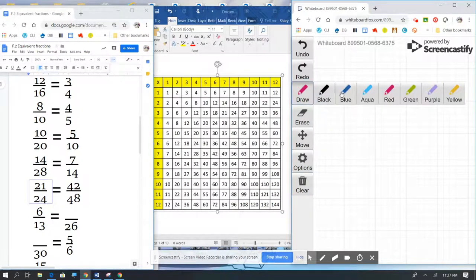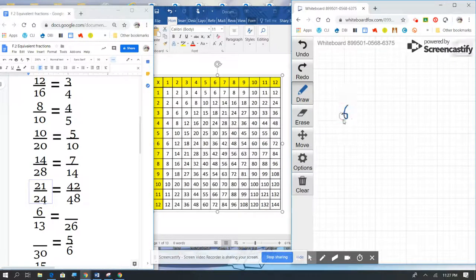6 over 13. So think about 13 is what number? 13 times 2 is 26. So 6 times 2 is, if you don't remember, you can do it here. 2 and 6 is 12. And that's why I put this multiplication chart here for you. So here will be 12.